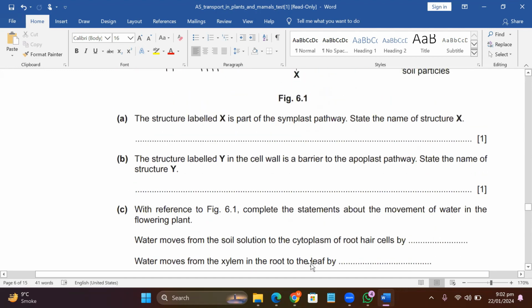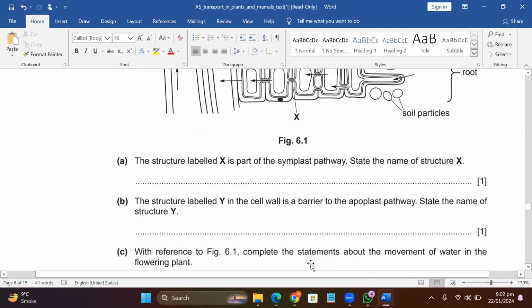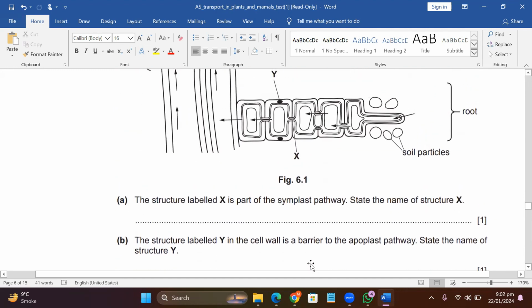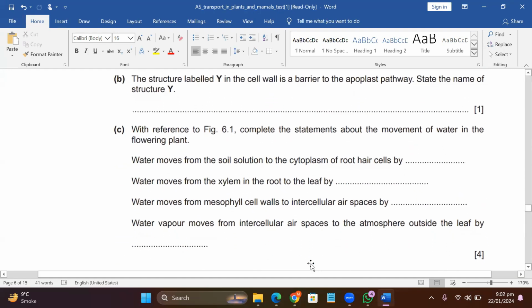Next चलते हैं. The structure labeled Y in the cell wall is a barrier to the apoplastic pathway. ठीक है? State the name of the structure Y. Casparian strips भी कह सकते हो, suberin भी कह सकते हो. वैसे Casparian strips is the best word.